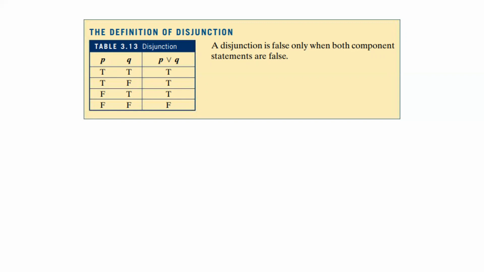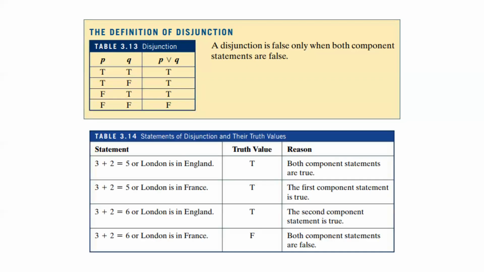The only way that I could be lying or incorrect is if both of my statements are false for the or statement, the V. So an example of this again: if I'm saying 3 + 2 is equal to 5, or London is in England, well, those are both true, so I'm telling you the truth. But I could just as easily say 3 + 2 is equal to 5, which is true, and then it doesn't matter what I'm saying after that. I could say London is in France. I could say that the sky is brown. As long as one of my statements is true, my or statement is going to be true.